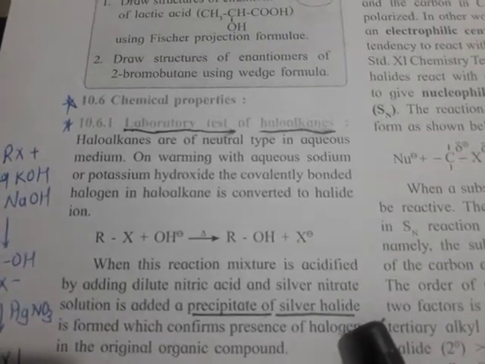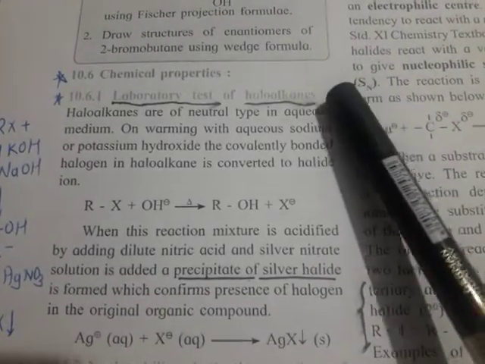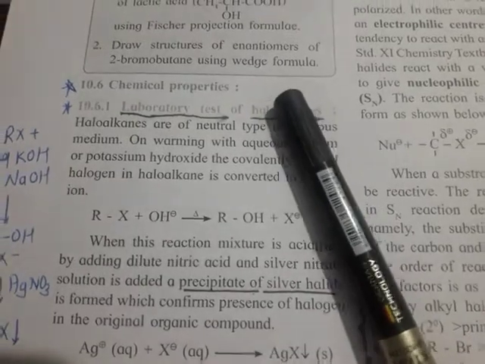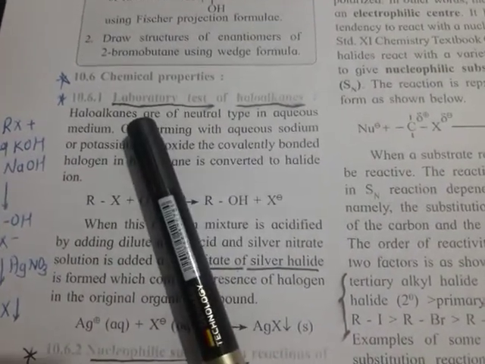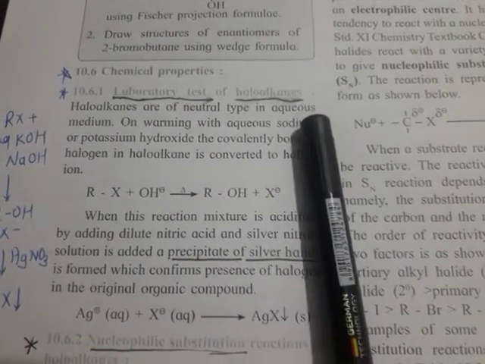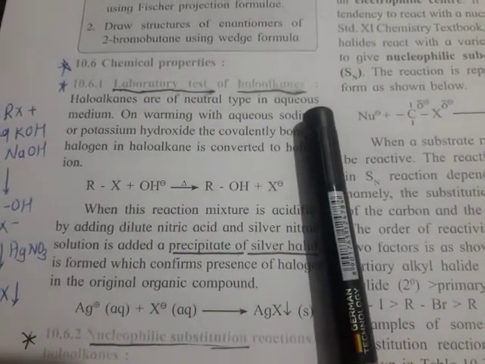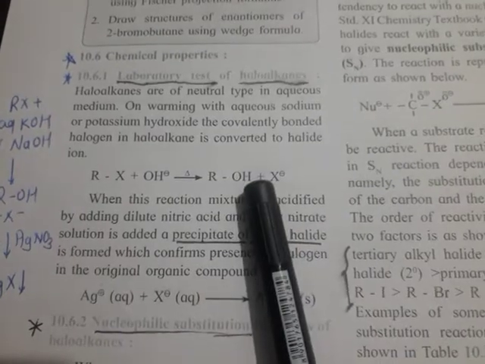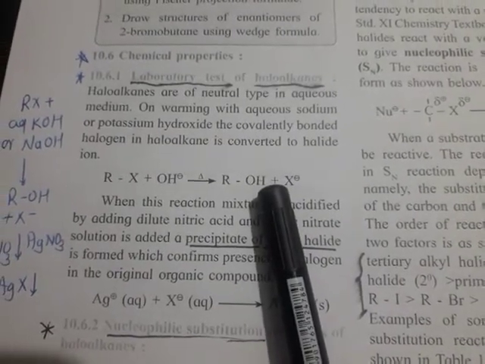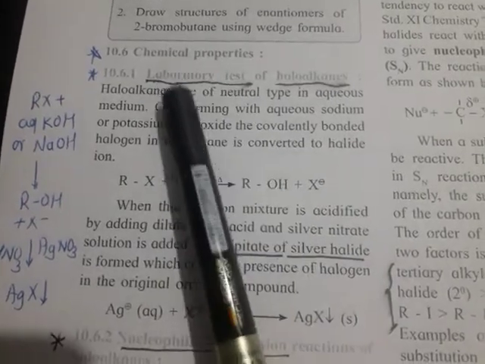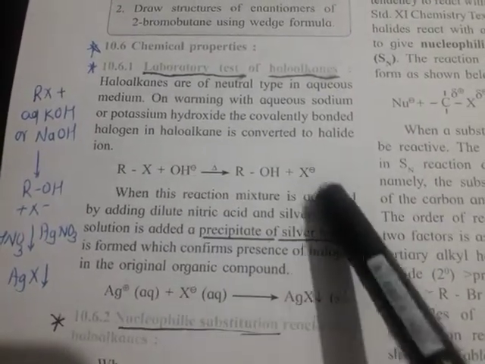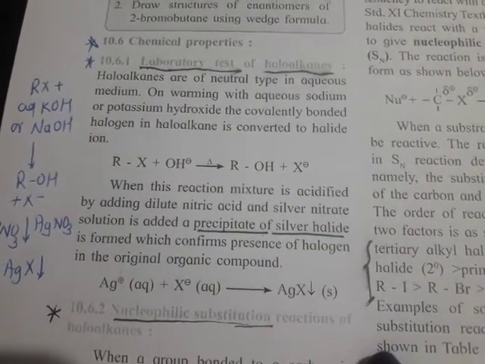In the last video, we discussed optical activity. Today, we will discuss chemical properties of alkyl halides. So, first point given here is the laboratory test of haloalkanes. How to identify that a given compound contains a halogen atom in it. How to determine this in laboratory. So, in lab, how will we come to know that the given substance is an alkyl halide?